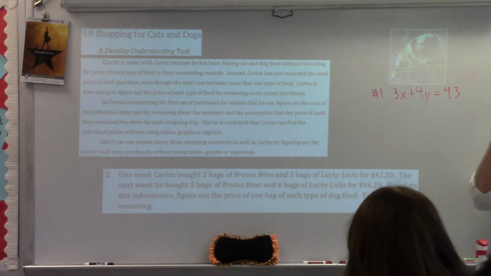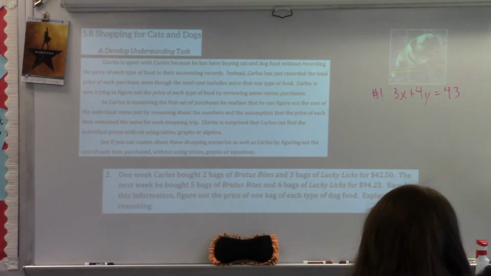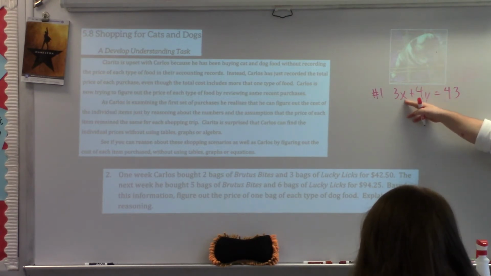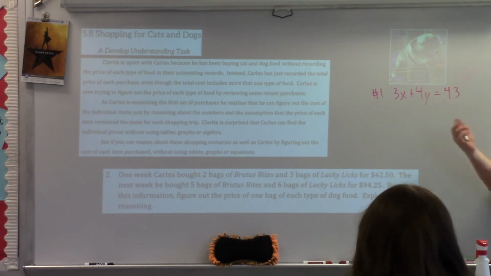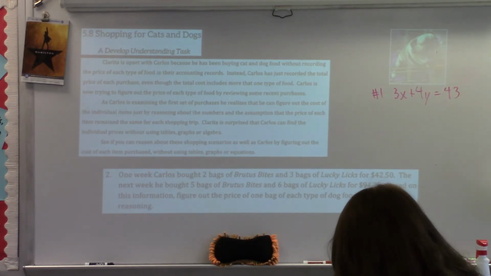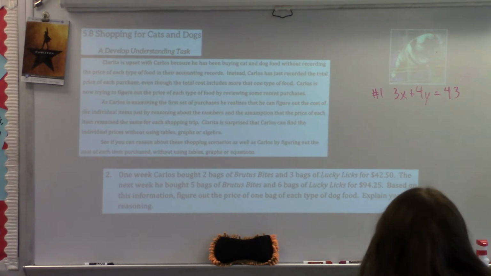What were the things they were buying? Figaro flakes and Tabitha tidbits? Tabitha first and then Figaro. Okay, so 3 bags of Tabitha tidbits, 4 bags of Figaro flakes added up to a total of $43. That represents what we see there, isn't it? You might want to label those.